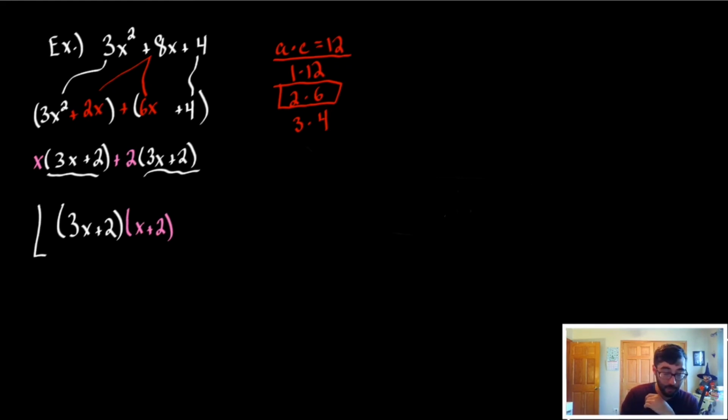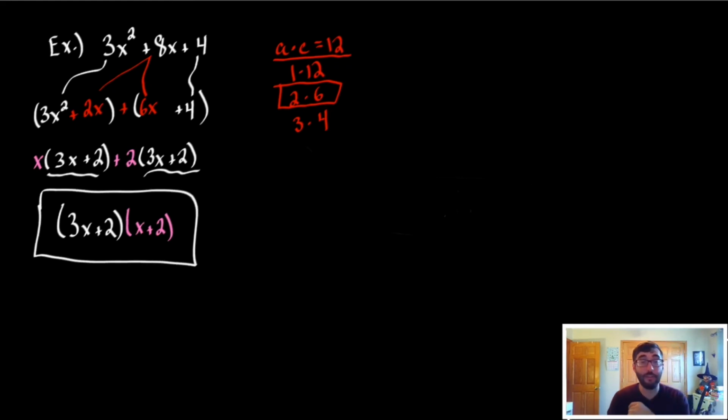And this would end up being our final answer. One of our factors is 3x plus 2. The other factor is x plus 2. You can verify this by multiplying this out. If you were to multiply this out, you would end up right back here. So remember, that is a way you can always double check your answer.